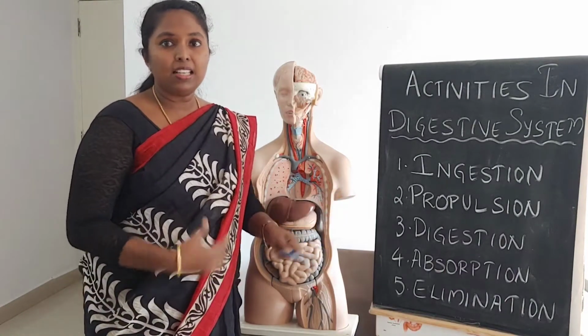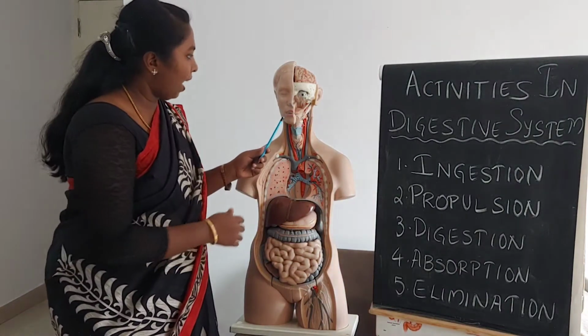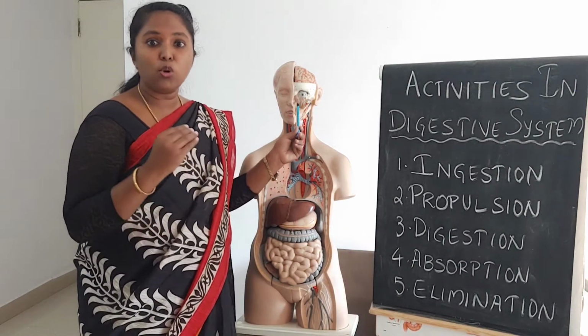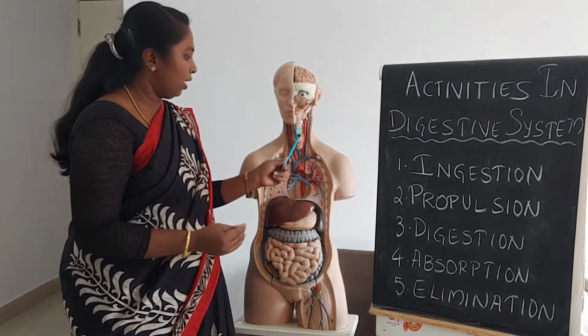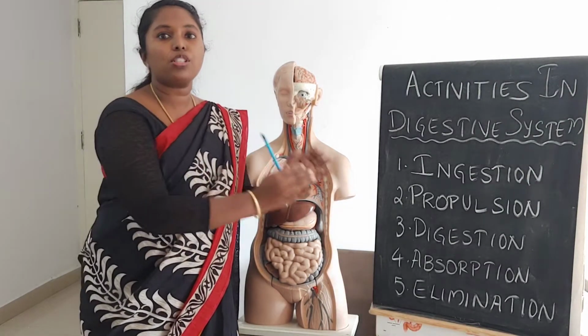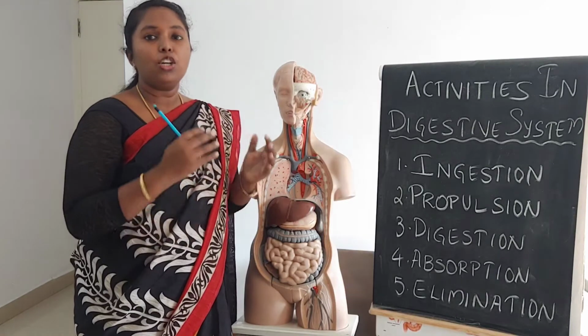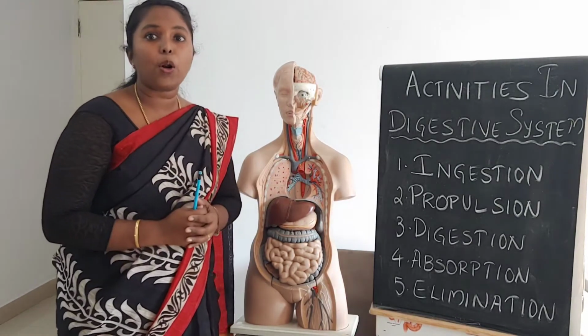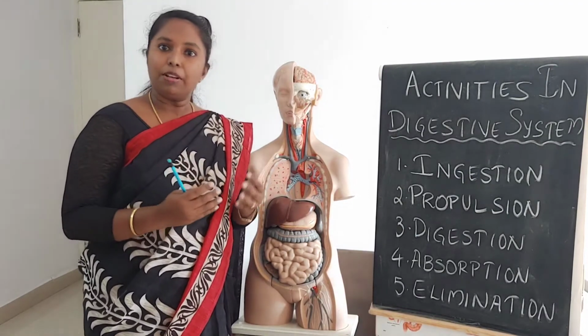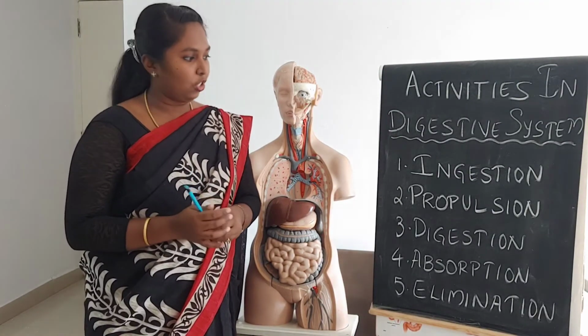The food particle is mixed up in the oral cavity with the help of the tongue. Then it is moved towards the alimentary tract, esophagus and small intestine. That process, moving of food particles through the tract, is known as propulsion. Movement of the food particles through the alimentary canal is known as propulsion.